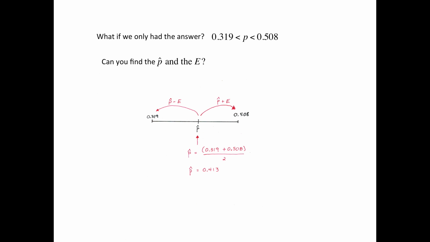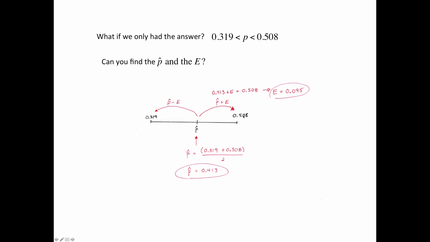Now, what about the e? Well, like I said, you take p hat, add the error, you get to this side, p hat minus the error, you get to this side. That means I could plug in p hat right here, say plus e, and then it would have to equal this 0.508. Then just subtract 0.413 from both sides, and you would find the error, 0.095.